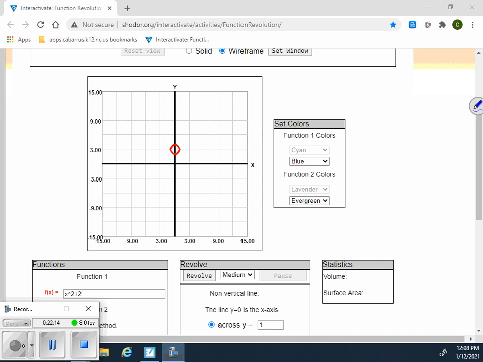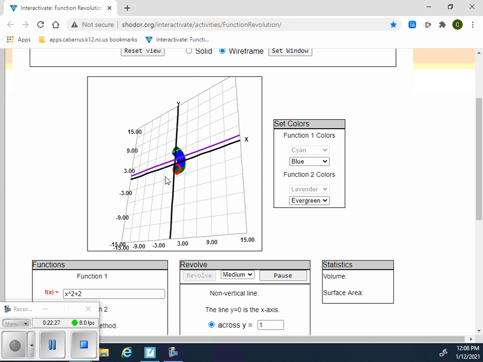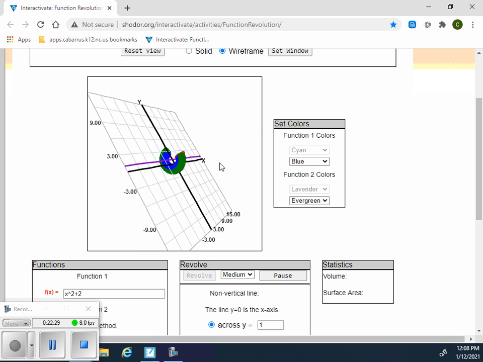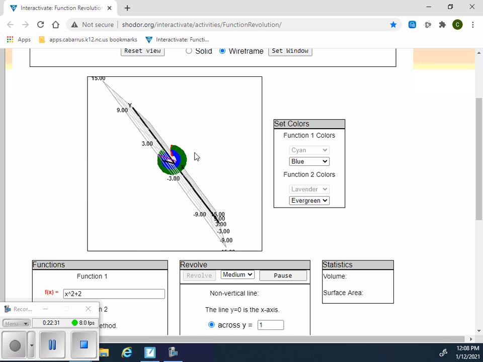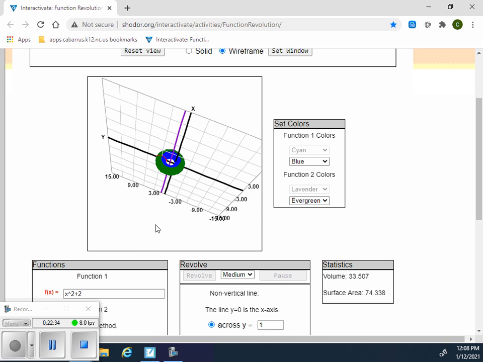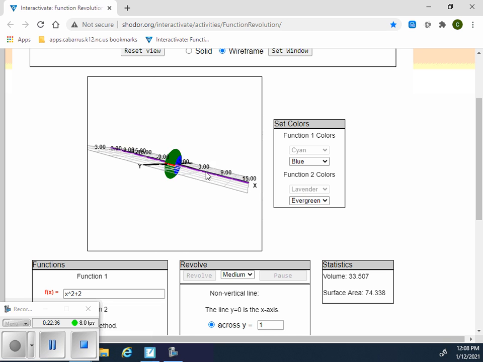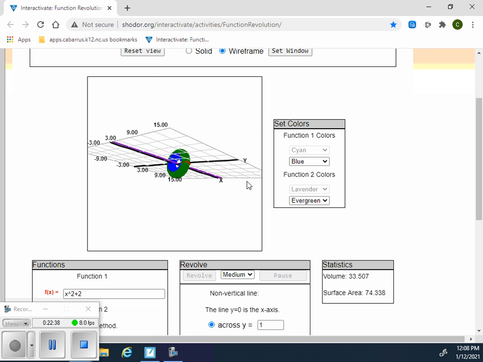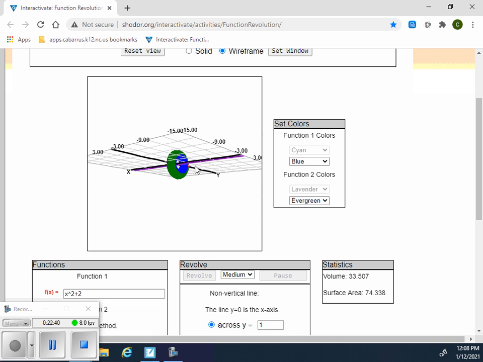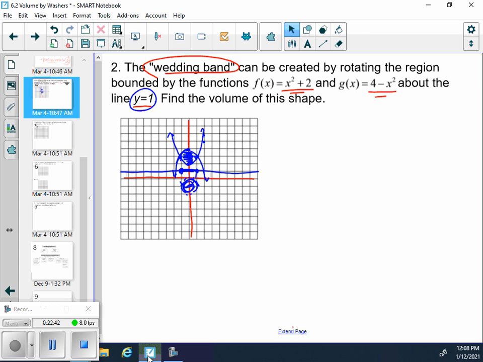Okay, here we go. So I got my functions graphed, and I chose the region enclosed by them to be what's going to be revolved. And we're revolving it about the line y equals 1. Watch what happens. Look at that. It's making a ring-looking shape. Isn't that cool? So that looks like a wedding band almost. That's kind of the point of this problem. All right. Let's figure out what that volume is.